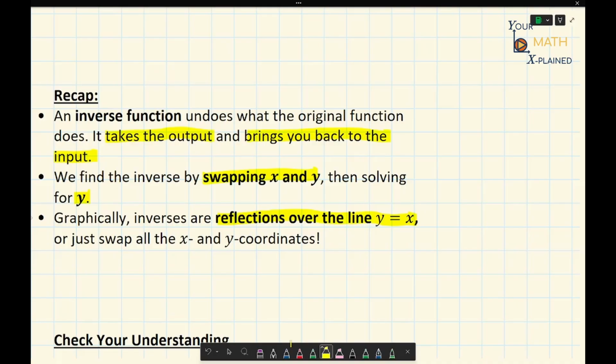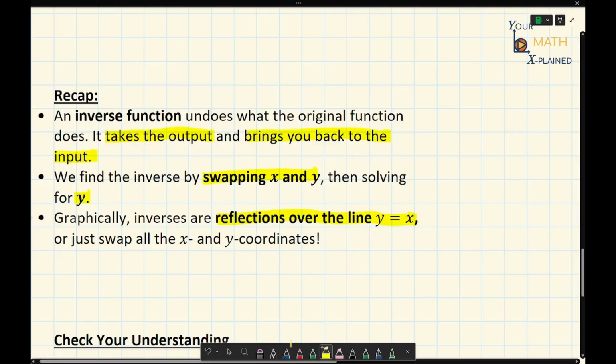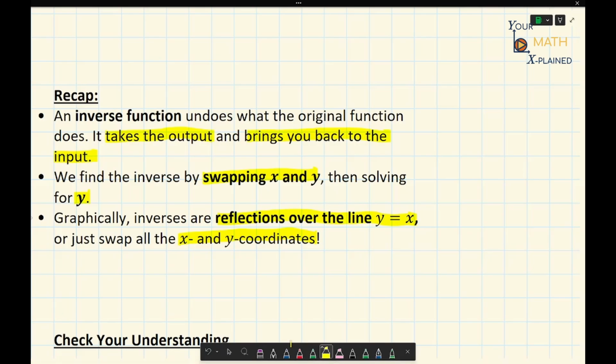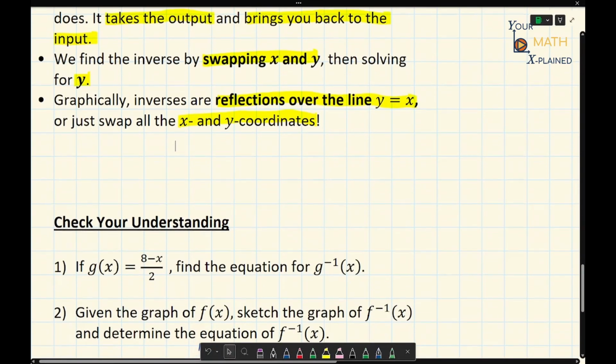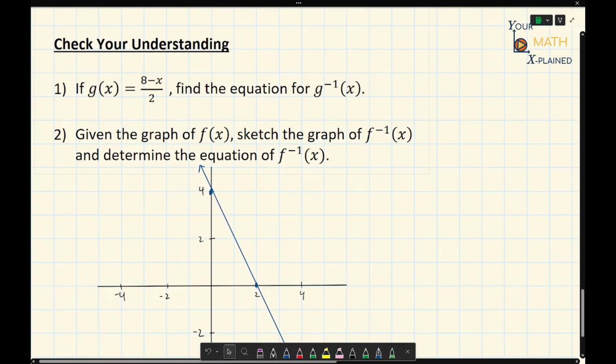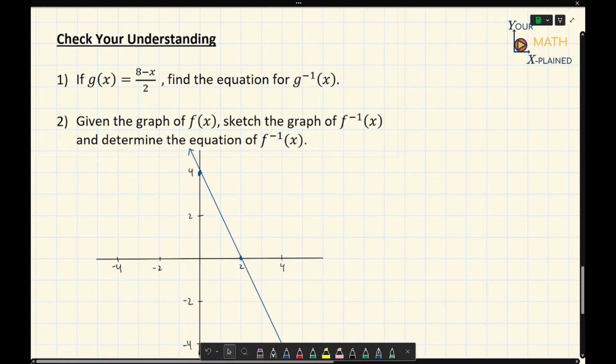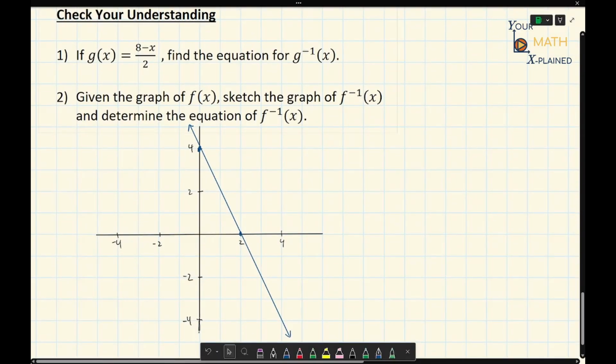But if you feel that that is a little bit difficult to visualize, then all you have to do is swap all the x and y coordinates of each point. So I would say label a couple of points on the original graph, swap their x and y coordinates, and then connect those dots, and that is going to be your inverse function. Perfect. So now, given what you have just learned about inverse functions, can you solve these two questions here?